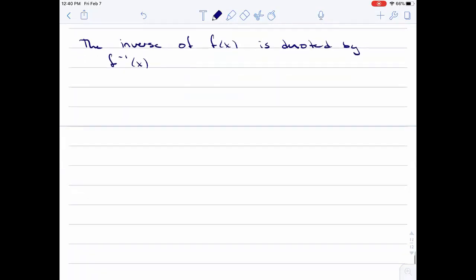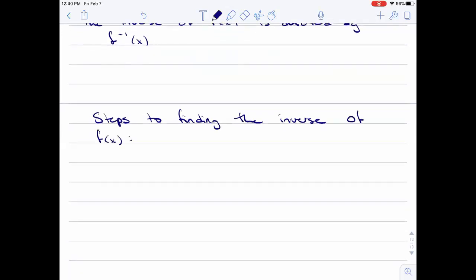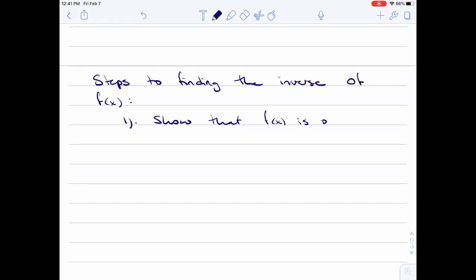And so steps to finding the inverse, which I'll put on this new page here. Steps to finding the inverse of f of x. Step 1, show that f of x is 1-to-1. So I skipped ahead in the notes on the next page where it outlines how to find the inverse of a 1-to-1 function, because my steps are just slightly different. It depends on what you like. Step 2, this is where I straight write y equals f of x.